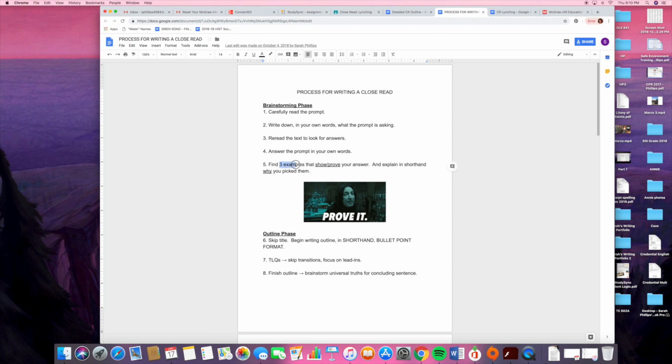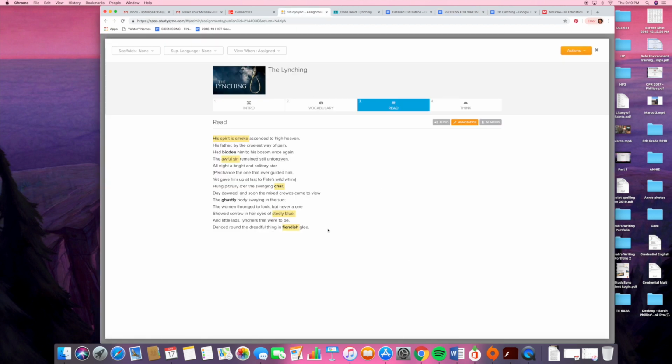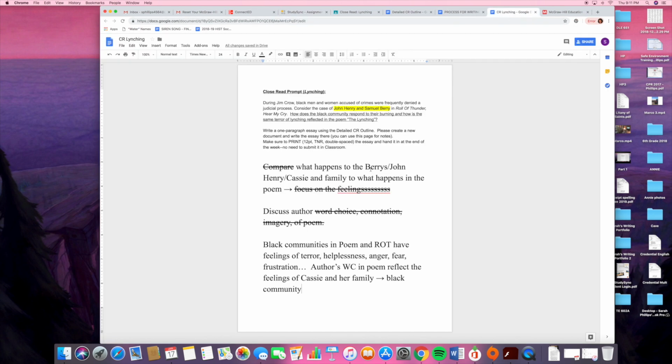Next step of the brainstorming phase, and then we're almost done. Find 3 examples, okay, so 3 quotes, that show or prove your answer and explain in shorthand why you picked them. Okay, so I did this a little bit off screen by hand, but I'm going to write down what I brainstormed on my own, okay? So looking back at the text, you're going to look back at the parts you highlighted or marked before and see which 3 can you pull from the most? Which ones are you going to have the most to talk about, relating to Roll of Thunder, Hear My Cry, okay? So I picked my 3, and I'm going to list them on this separate page right here, okay?